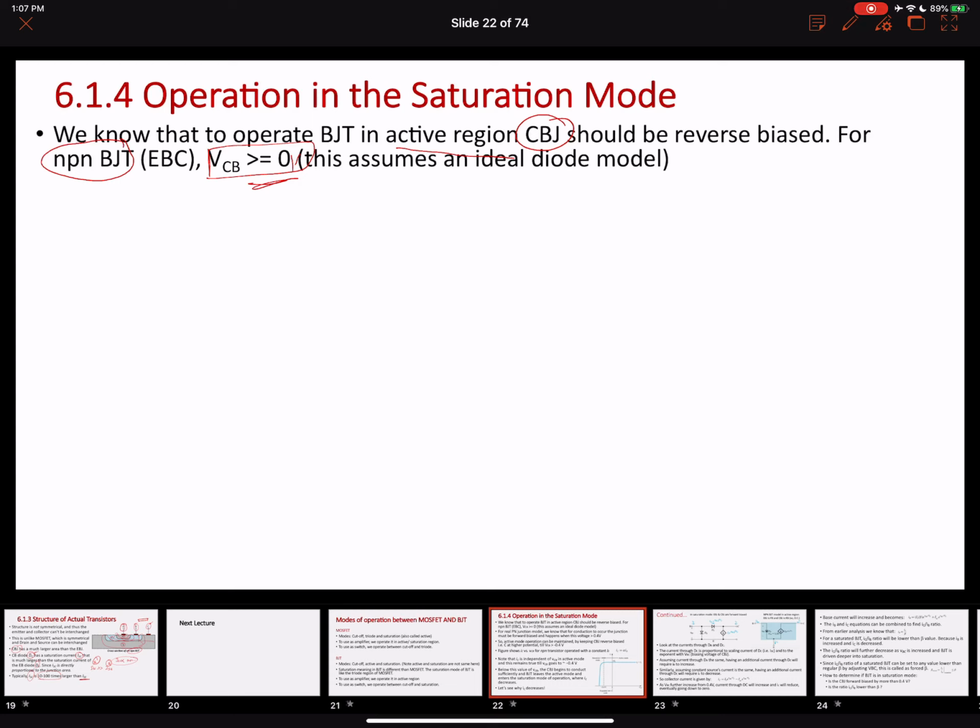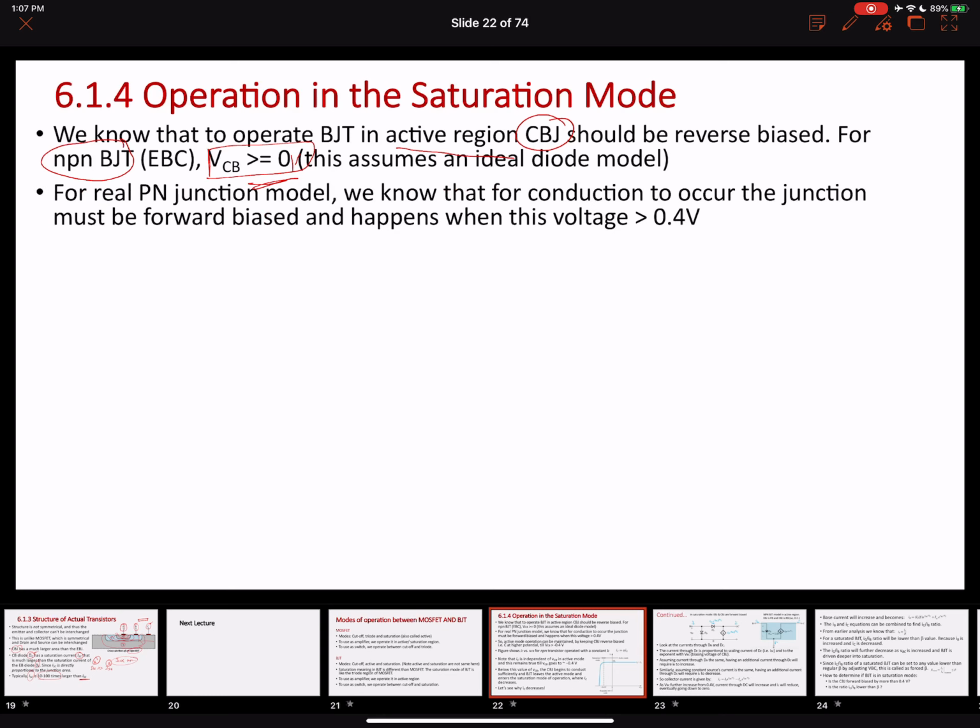Now we are going to discuss that barrier voltage as well, the value of the voltage that we need to overcome to move between forward and reverse biasing. We know from the diodes and p-n junction chapter, chapter 3, that for a real p-n junction model, for conduction to occur, we need to overcome this barrier voltage, and forward biasing will happen at a specific voltage. This was the exponential model of the diode, something like this. So this was the voltage.